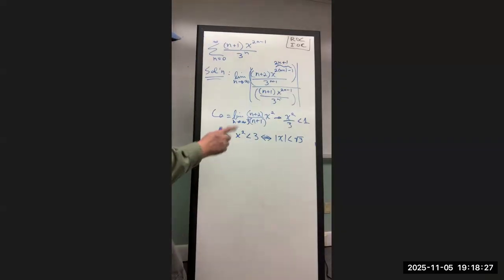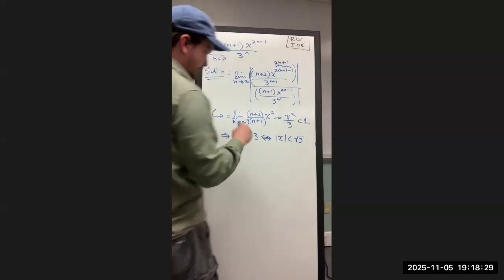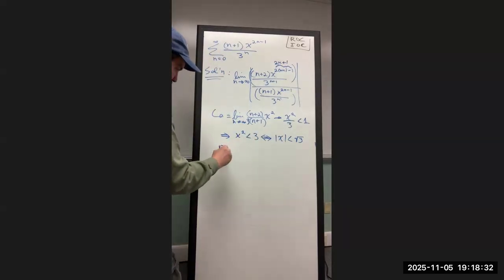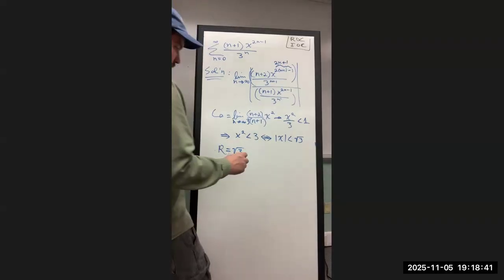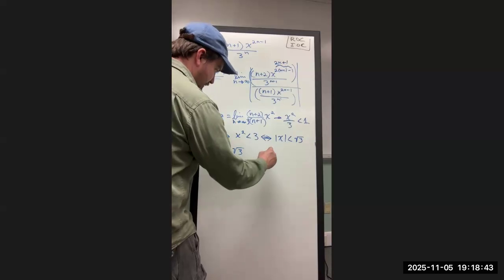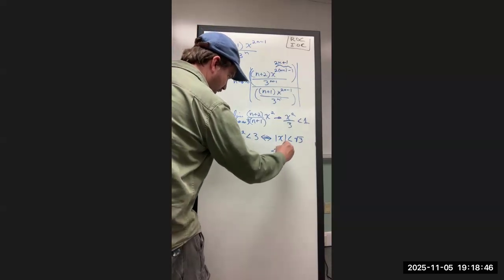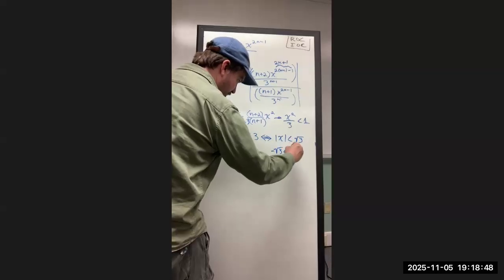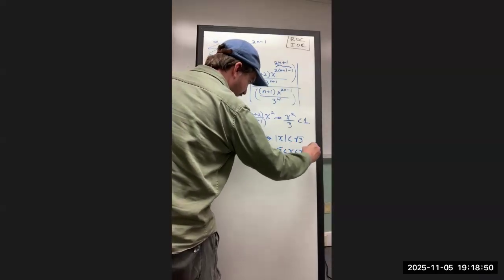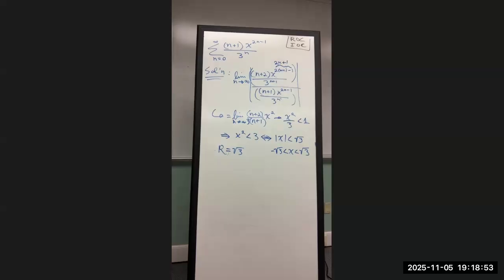So this tells us that our radius of convergence is square root of 3. It doesn't need to be a rational number, it could be irrational. And it gives us what our IOC could be is something like this, but we'll need to test the endpoints. So take away the absolute value, break it into a compound inequality, and now let's look at the endpoints.